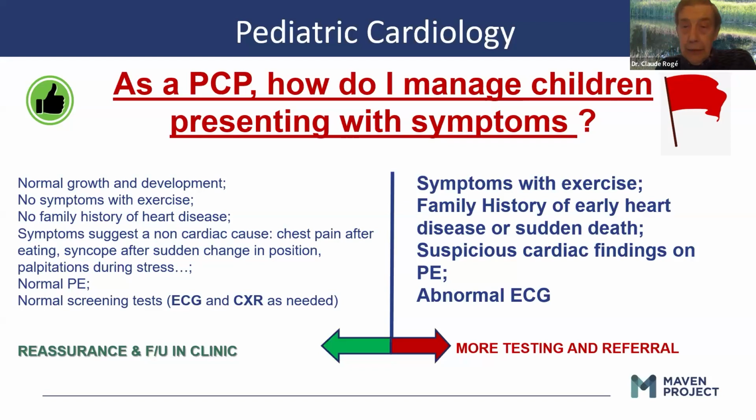On the other hand, if you have symptoms with exercise, you have a family history of early heart disease or sudden death, you have any suspicious cardiac findings on the physical examination or an abnormal ECG, then you are going to refer for more testing, okay? And so that's an inconvenience for the family, but that's necessary to do, all right? Any questions about this?